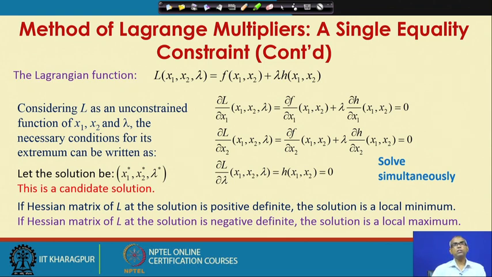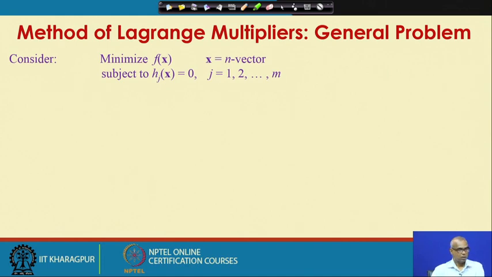Then whether the solution is really minimum or maximum can be inferred from the Hessian matrix of the Lagrangian function. If the Hessian matrix is positive definite, the solution is local minimum. If the Hessian matrix at the candidate solution point is negative definite, the solution is local maximum. So, that was when you have an objective function with two variables and a single equality constraint.